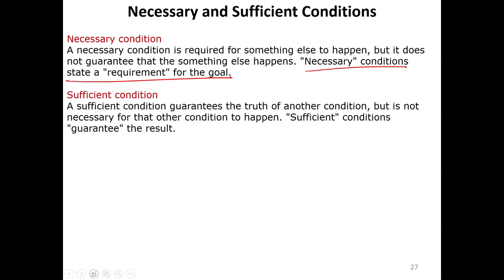On the other hand, what's a sufficient condition? A sufficient condition guarantees the truth of another condition, but is not necessary for that condition to happen. In other words, sufficient conditions guarantee the result. Necessary conditions state a requirement for a goal, while sufficient conditions guarantee the result.